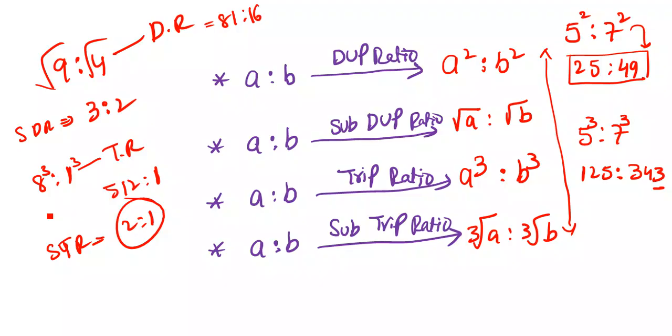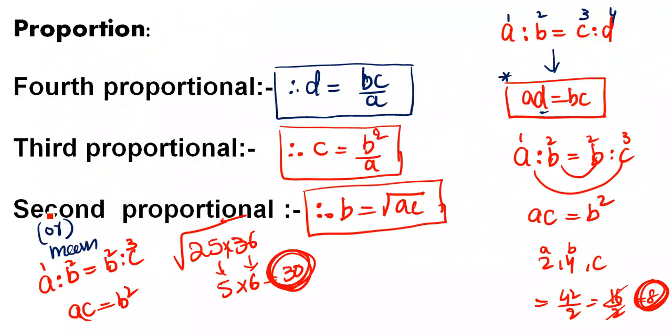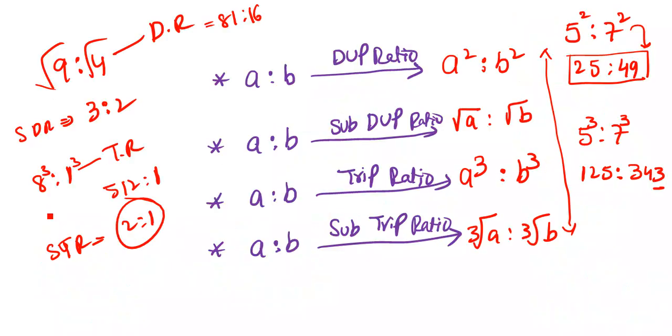Yes sir. Okay, right, these points are very very important guys. Up to now we discussed what is the ratio, what is the proportion, how to find out the ratios, how to find out the proportion. In this proportion guys, 3 points are there: fourth proportion, third proportion, second proportion or mean proportion. Fourth proportion formula d is equal to bc by a, and third proportion formula c is equal to b square by a. Second proportion or mean proportion formula b is equal to root of ac. Next, compound ratio, inverse ratio, duplicate ratio, subduplicate ratio, triplicate ratio, subtriplicate ratio. Up to now we discussed these points. Clear guys, all of you?